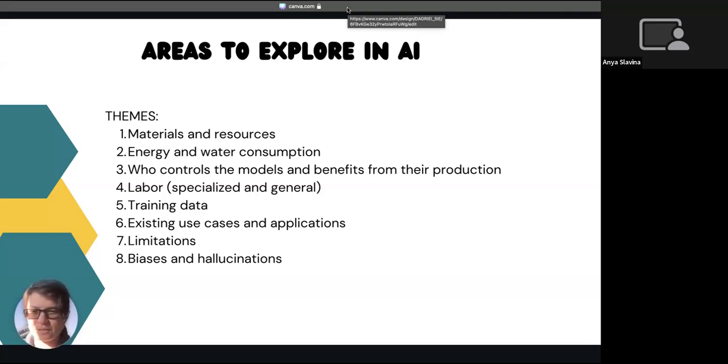The labor that goes into both producing and maintaining, there is specialized labor. So what sort of knowledge do you have to have in order to be able to create a machine learning algorithm, to program it, to understand what it does? And how many people actually have that training, have that specialization?